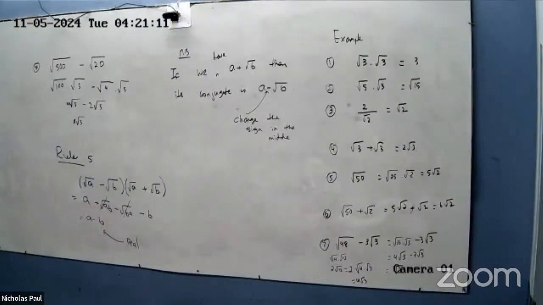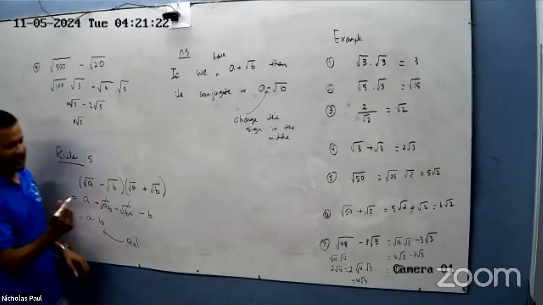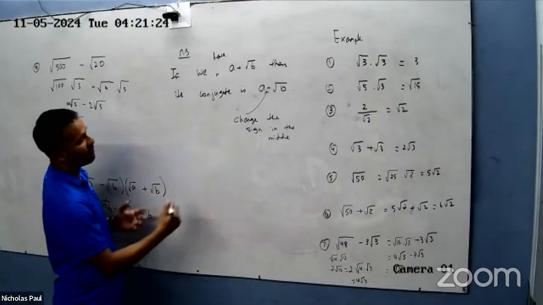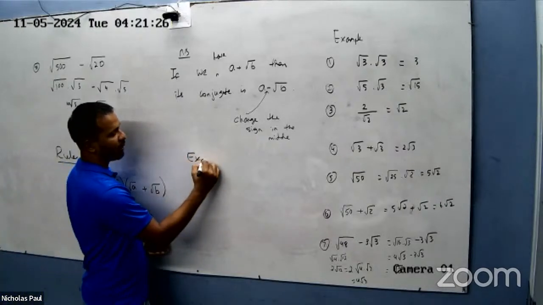If I ask you for the conjugate, all you have to do is take this and change the sign in the middle. That's all. Okay? If it's a plus, change it to a minus. If it's a minus, change it to a plus.